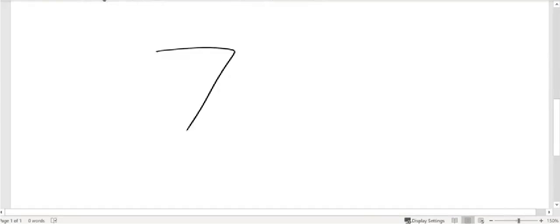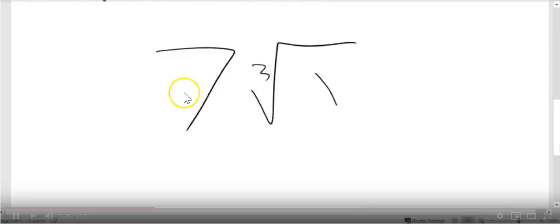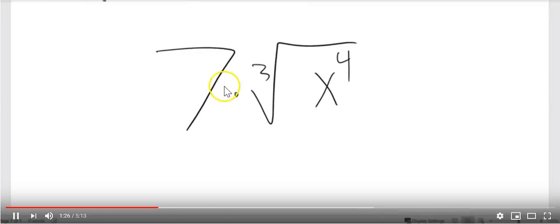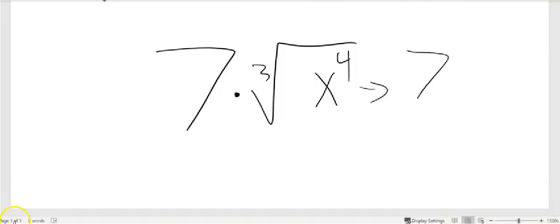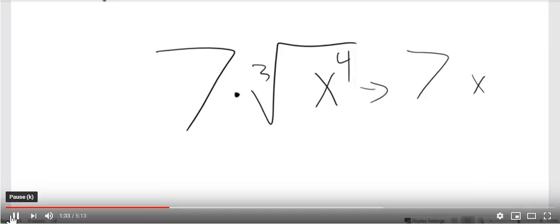Alright, next one. So we're going to put a number out in front. This is 7 times the 3rd root of x to the 4th. So this is important because parentheses make a difference. So you can see that when we're doing this, this 4/3 only applies to the x. That makes a difference. And we should be putting parentheses around here.